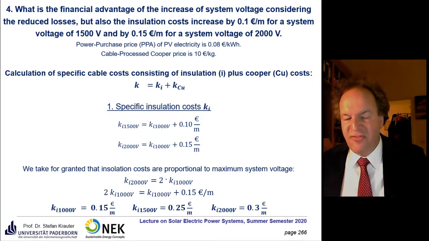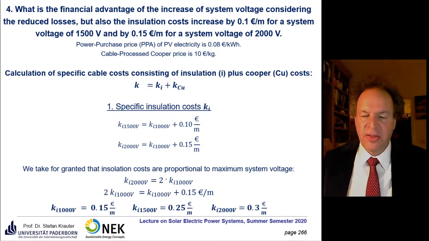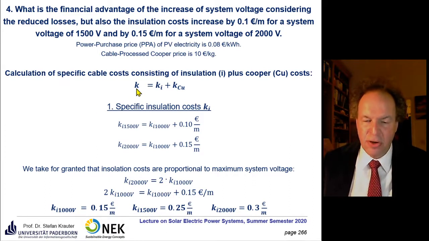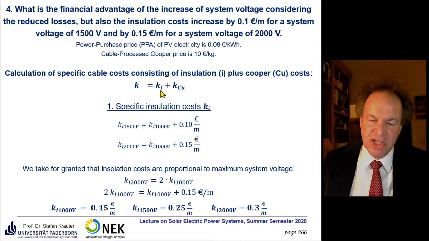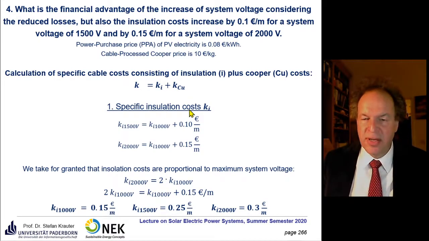So now we do the financial calculation. We have to consider that the cable costs consist of the cost of the insulation, KE, and the cost of the copper inside the cable. What we know already from the given task is that the price increases by 0.1 euro per meter for a voltage increase from 1000 to 1500 volts, and the cost of the insulation would increase by 0.15 if we increase from 1000 to 2000 volts.